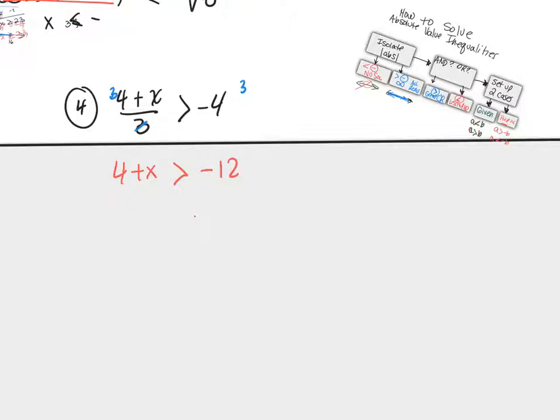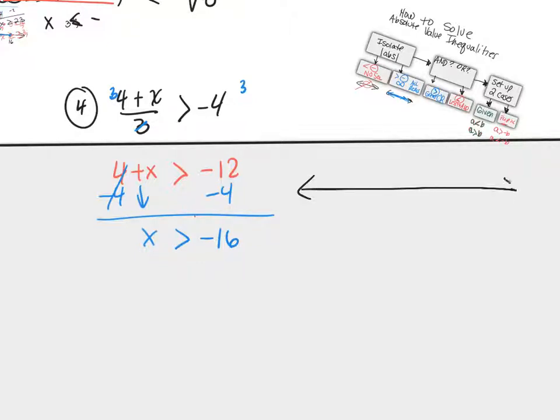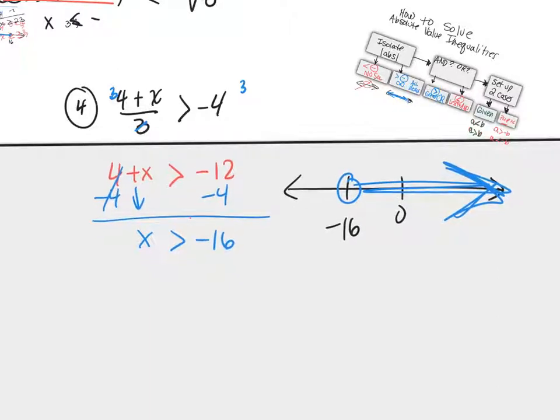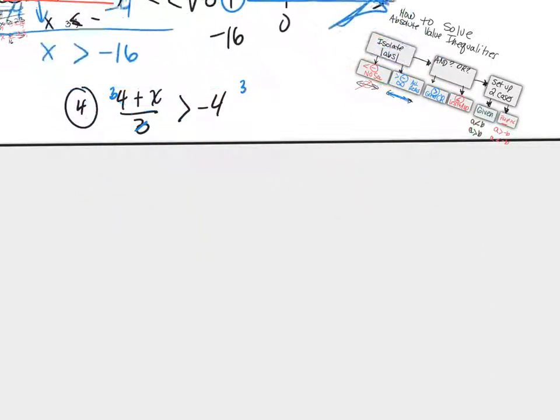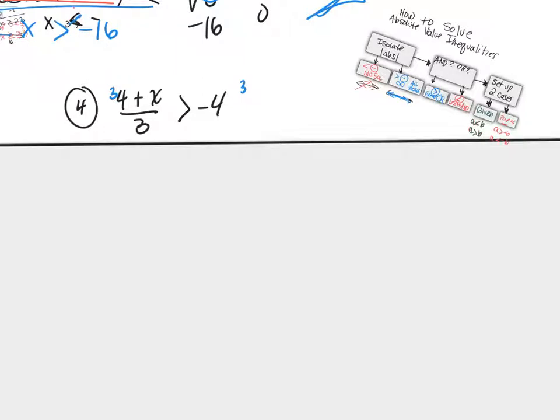Now we just solve like normal. -4, -4. X is greater than -16. Notice that, first of all, this is not an absolute value inequality, and second of all, it's not even a compound inequality, it's a single inequality. So this one, if this is 0 and this is -16, open circle, shaded to the right. Great. That was number 4.